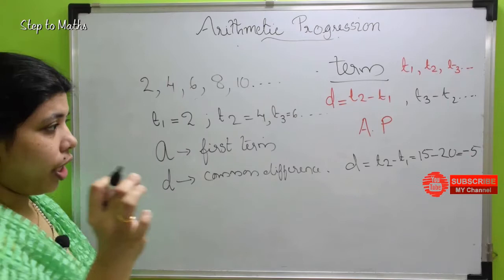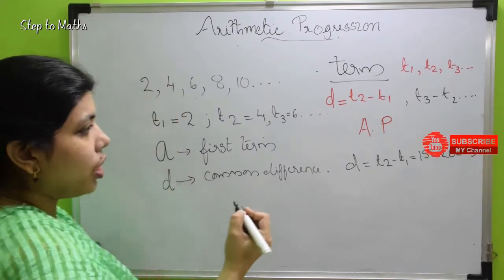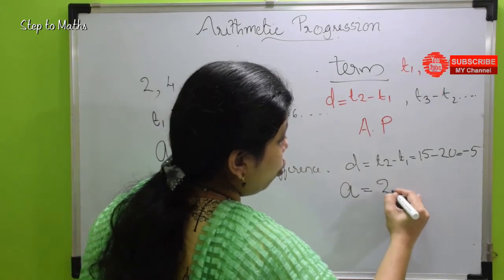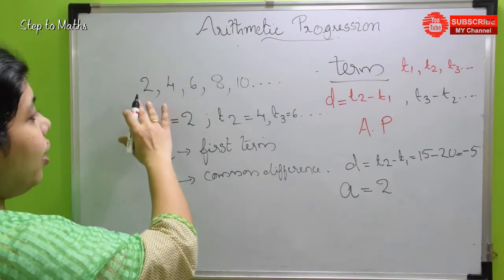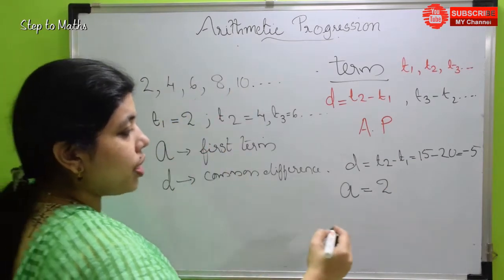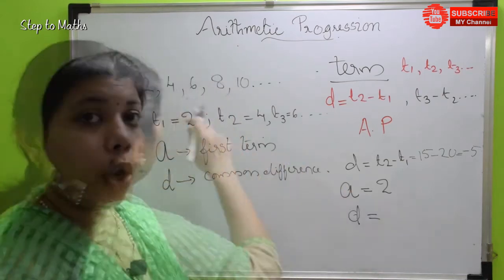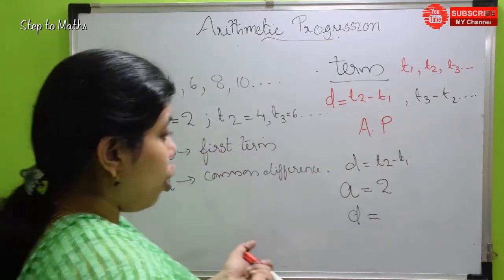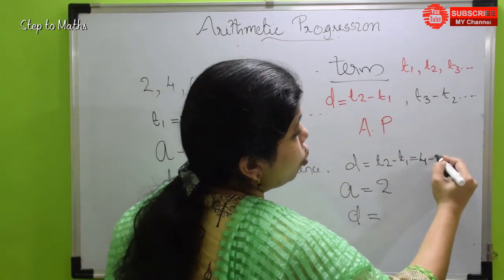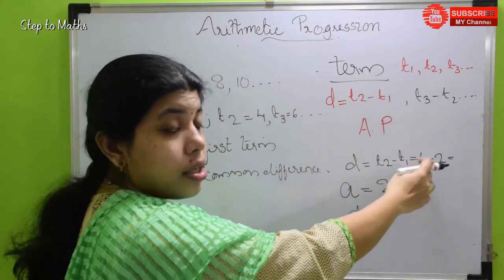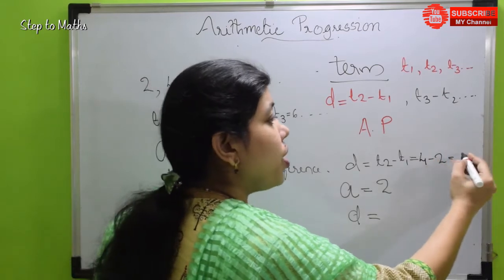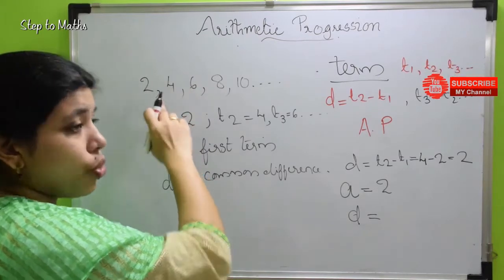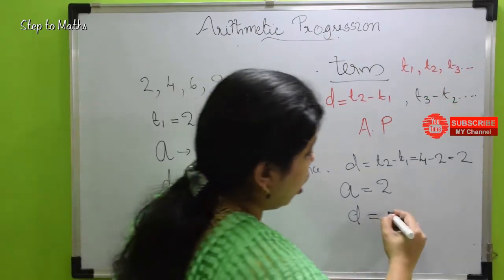2 is the first term. So, for this sequence, the first term A is equal to 2. And here what will be the value of D, the common difference? How can we find D? D is T2 minus T1, that is equal to 4 minus 2. T2 is 4, T1 is 2, so 4 minus 2 is 2. Similarly, T3 minus T2 is also 2. So, the value of D is 2.